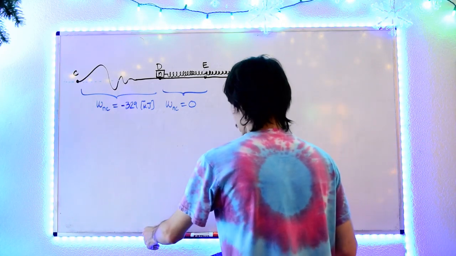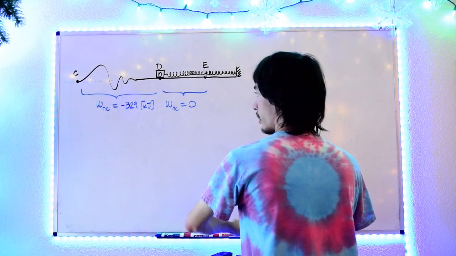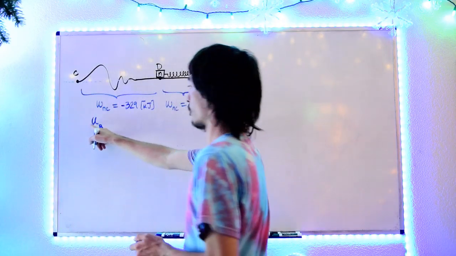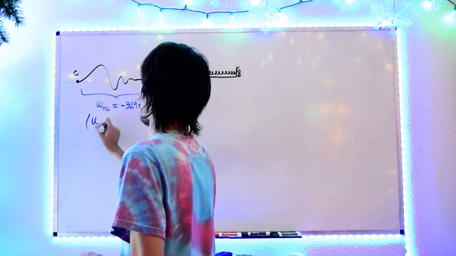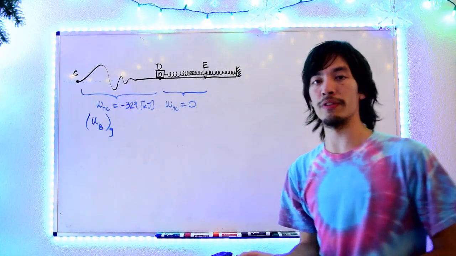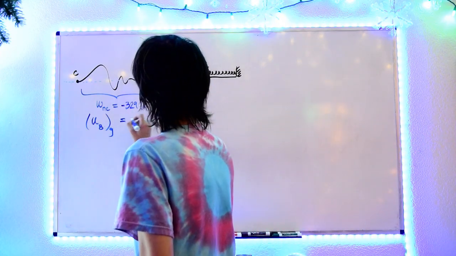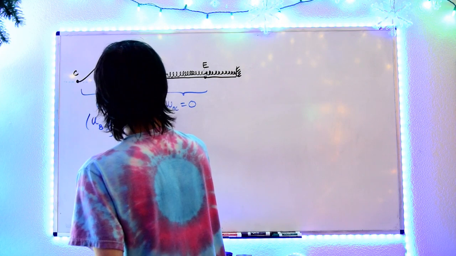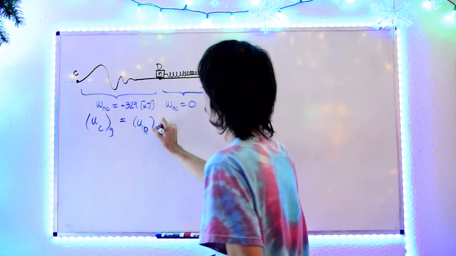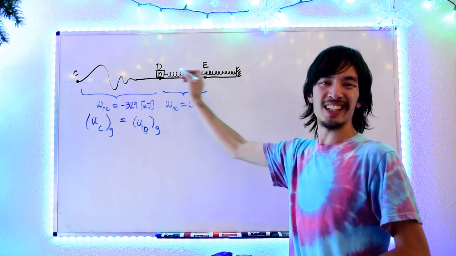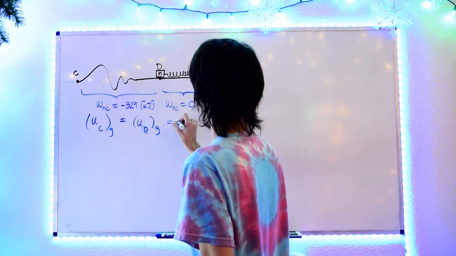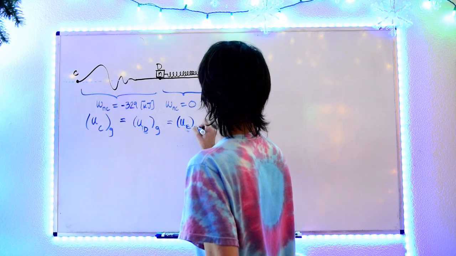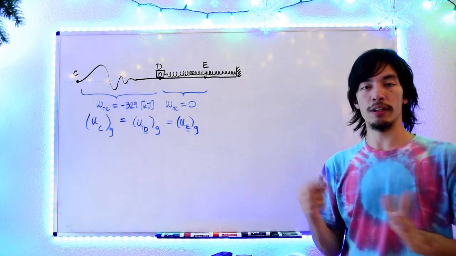We also know that the gravitational potential energy at B, so let's call this gravitational, I'll subscript it with G, is the same as the gravitational potential energy at point D. So that's C and that's D. And because this is flat, technically it's the same all the way to E. So gravitational potential energy to E is also the same. Okay, so it remains constant.